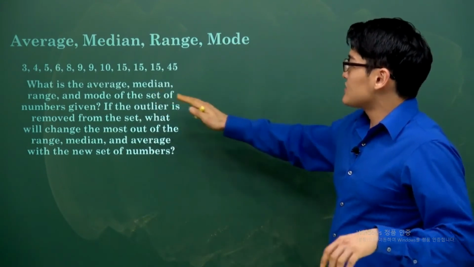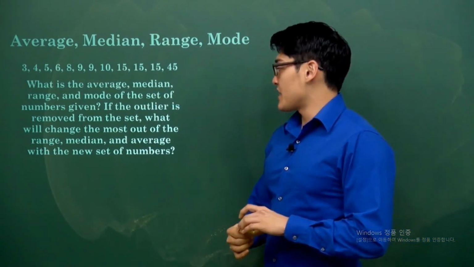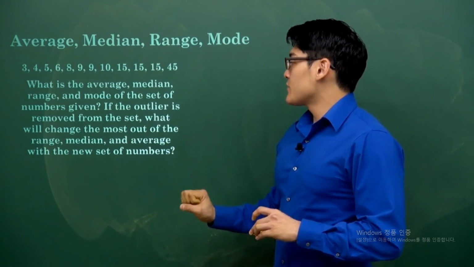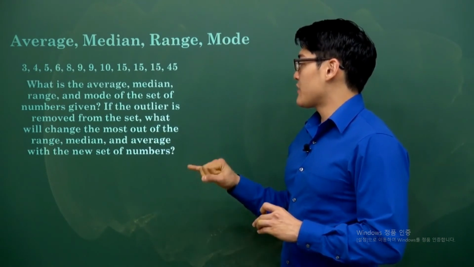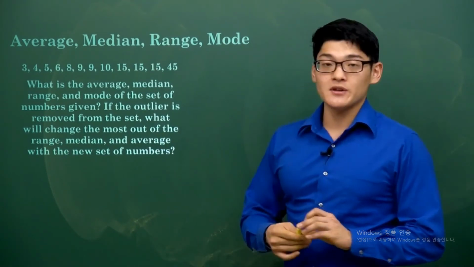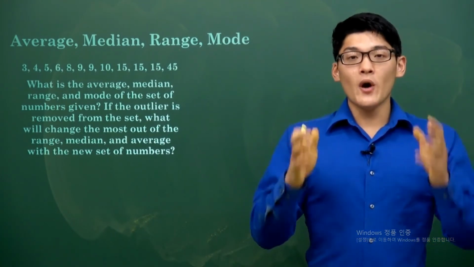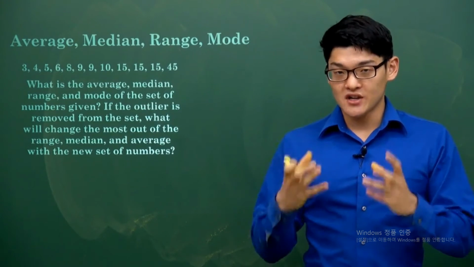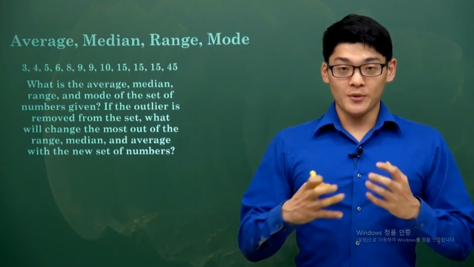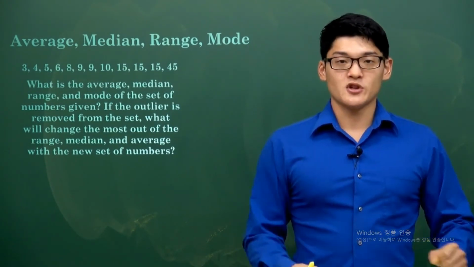What is the average, median, range, and mode of the set of numbers given? If the outlier is removed from the set, what will change the most out of the range, median, and average with the new set of numbers? So it's 2 questions. Go ahead and pause the video and try and solve for both questions. I hope you can get it. Work hard. Let's see what you got.